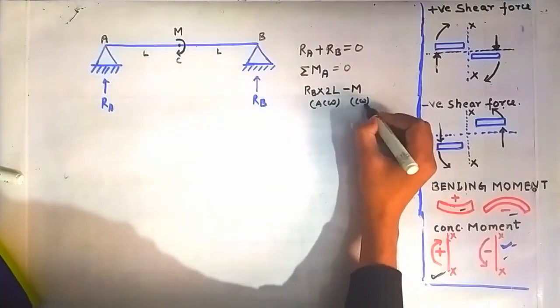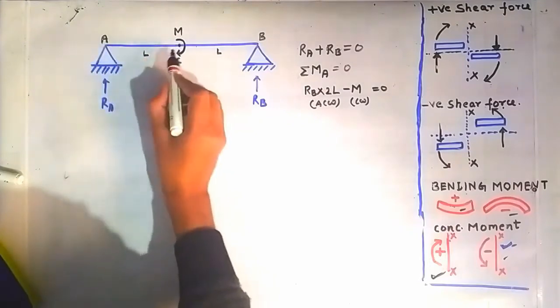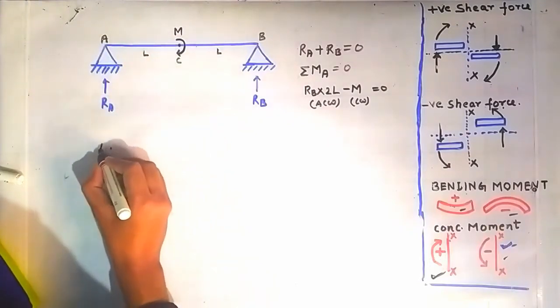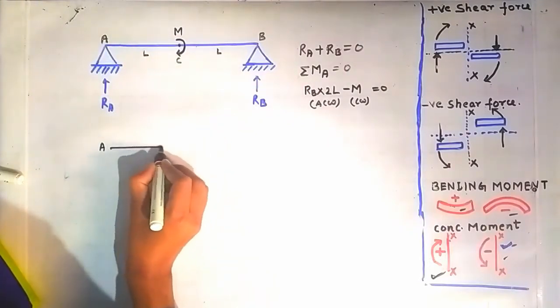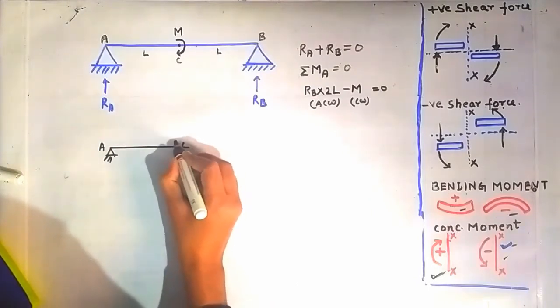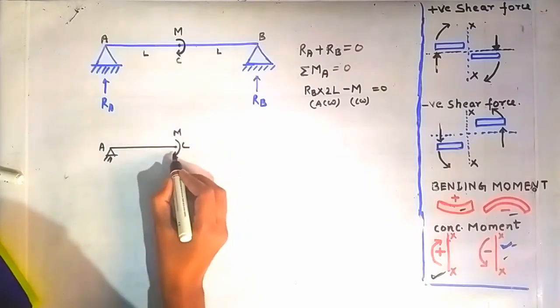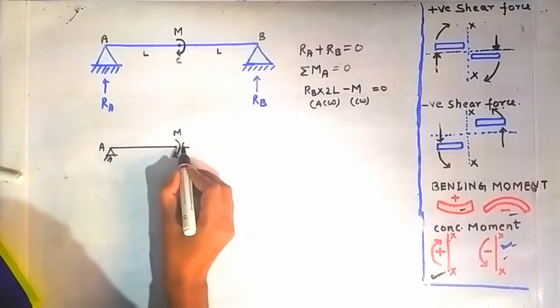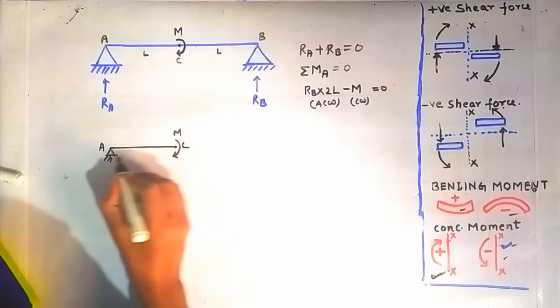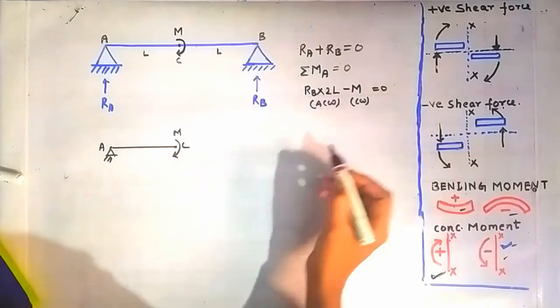So clockwise direction. Why is it rotating this beam AC in clockwise direction? See this. This is the point A and suppose this is the point C, and a moment is acting like this at this point C. Now this moment is trying to rotate this AC beam element in clockwise direction with respect to this point A. That's why it is taken here as clockwise.